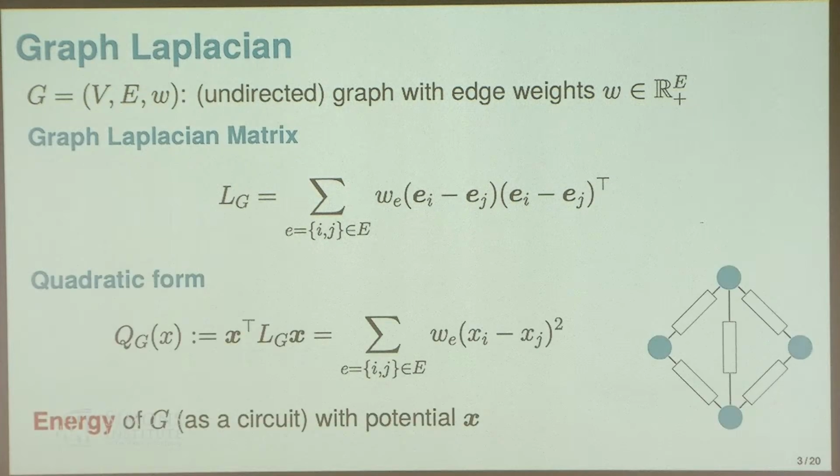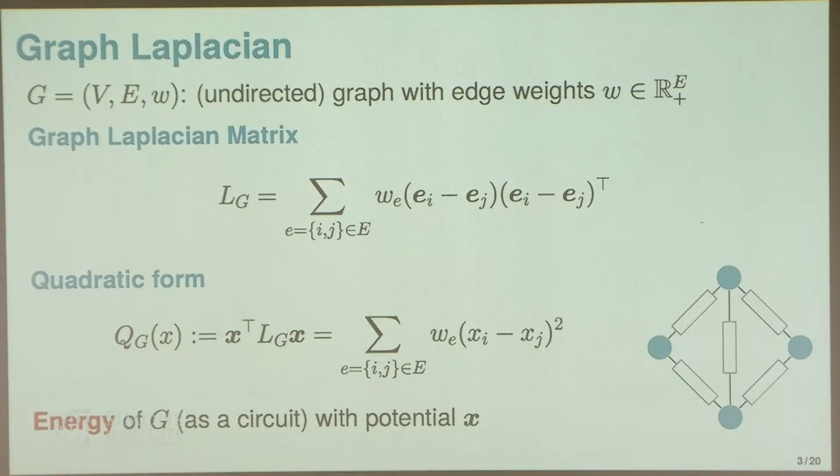What's important here is its quadratic form. So quadratic form of Laplacian is basically, given x, we get x transpose L_G x, and it turns out that it is equal to the sum of the weight of the edge times (x_i minus x_j) squared. And we take the sum over edges in the graph.